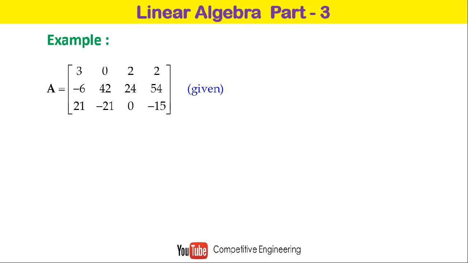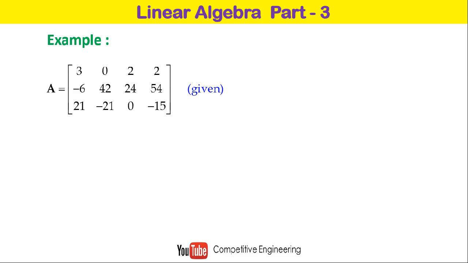Okay, the matrix A is given as 3 0 2 2, minus 6 42 24 54, 21 minus 21 0 minus 15. The number of linearly independent rows: there are 3 rows, so the maximum possible rank is 3, because the maximum number of possible independent rows is 3. It is not a null matrix, so the rank cannot be 0. So the minimum possible rank is 1.